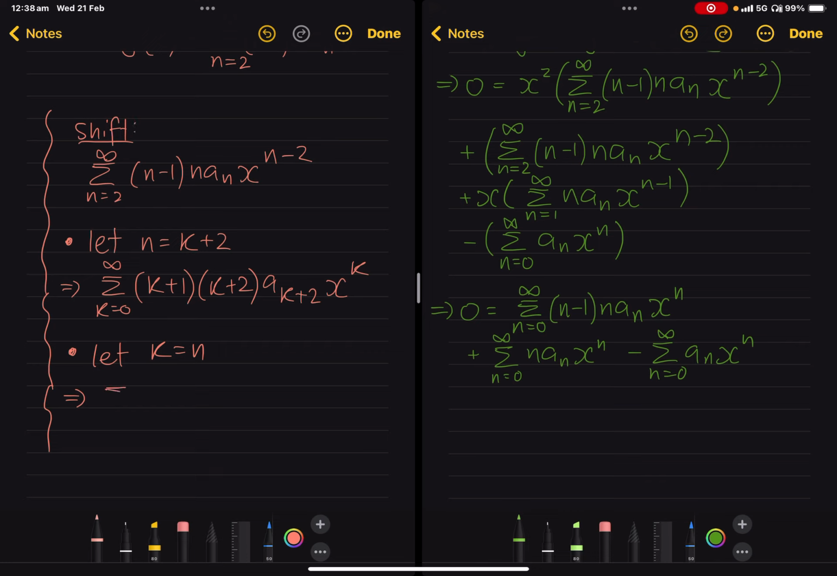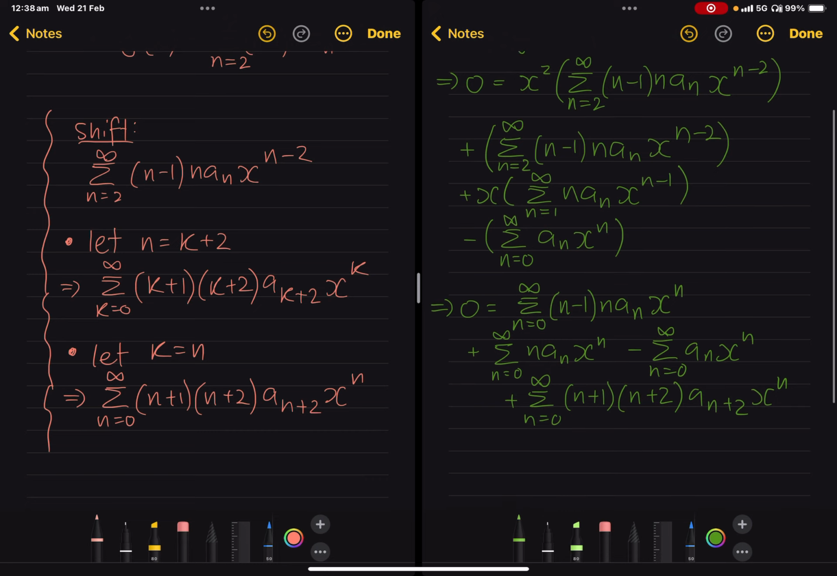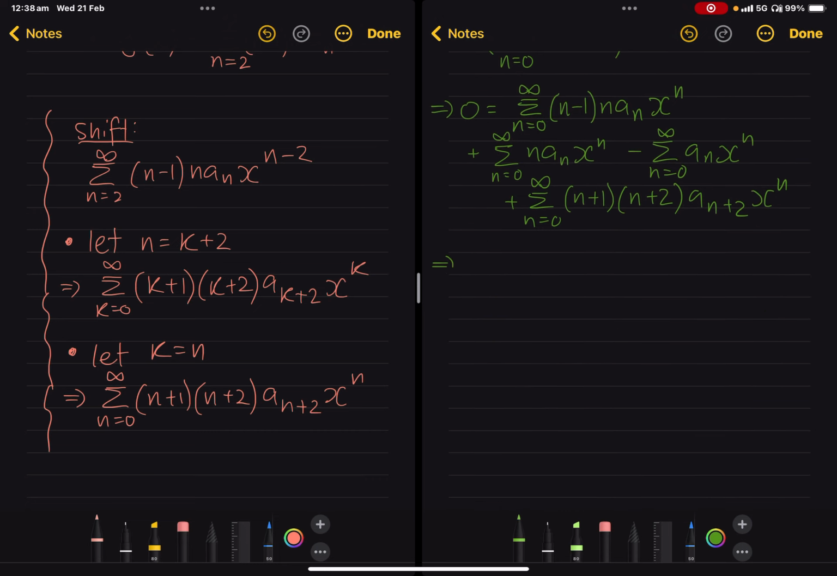So this will give us the sum from n equals 0 to infinity of n plus 1 times n plus 2 times a subscript n plus 2 times x to the n. And then we need to add this on over here. So this is plus the sum from n equals 0 to infinity of n plus 1 times n plus 2 times a subscript n plus 2 times x to the n. So these all have x to the n's in them, and they all start from 0 now. So we can factor the x to the n out.